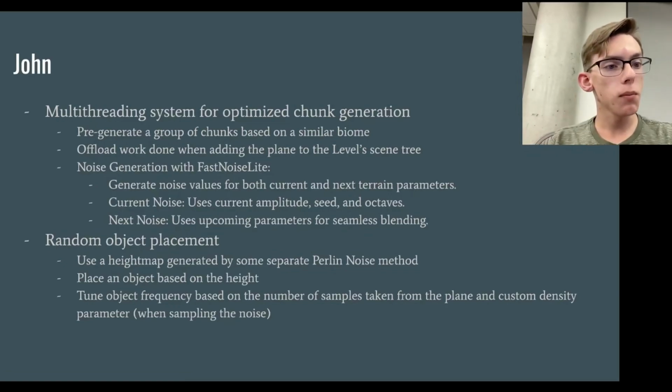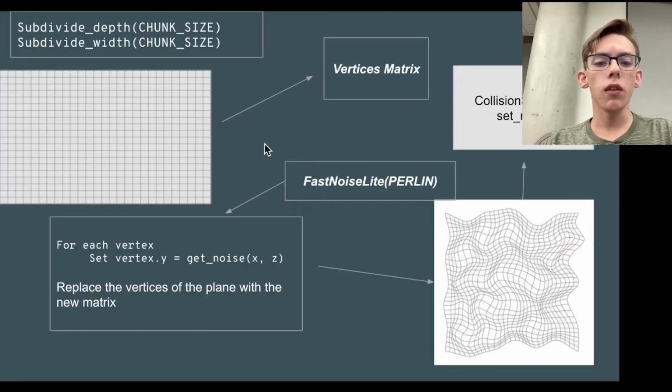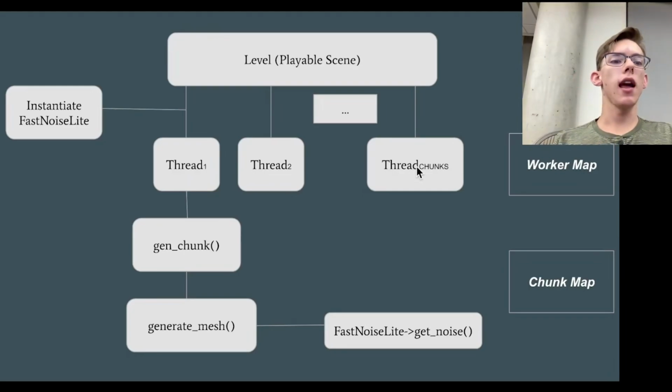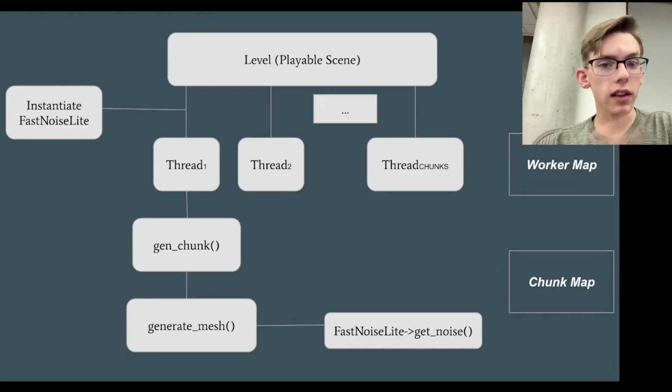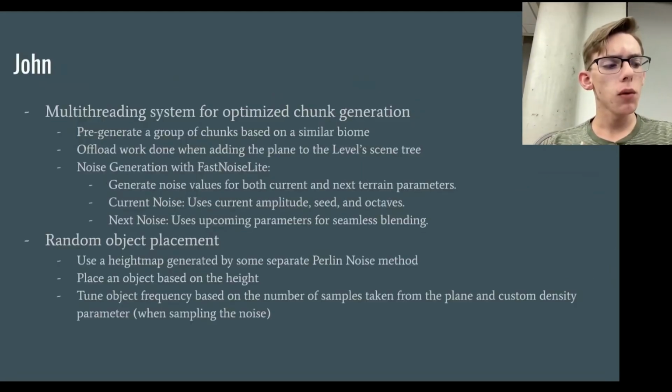We first pre-compute the scene tree for each of the chunks, and we also pre-compute all of these noise values in parallel whenever a biome needs to be generated, and then add these all to a map of chunks. Once the player requests a chunk, it simply indexes into the map and then instantiates that in. The other thing that I've been working on is some sort of object placement algorithm.